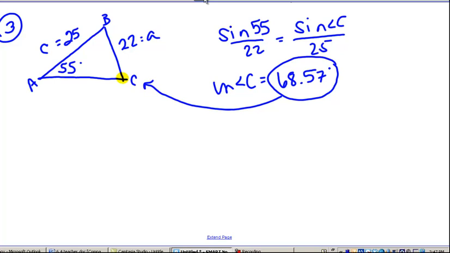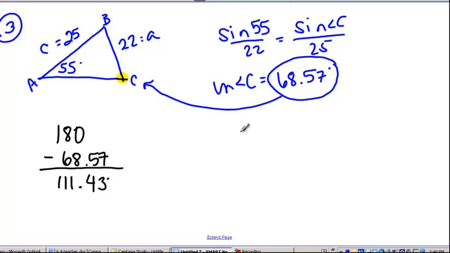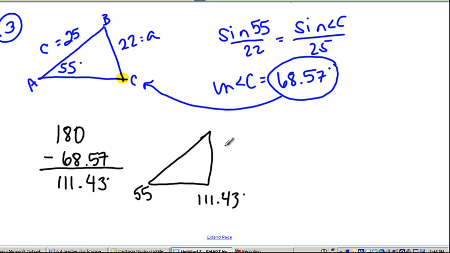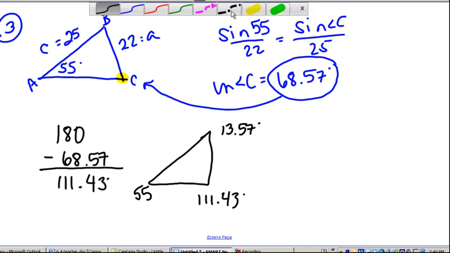But we've got, so that's one answer. So let's check for the other answer. And if you remember, you're going to take 180 minus 68.57, and we will get 111.43 degrees. Okay, to check to see if that actually makes a triangle, you have 111.43, 55. So you're going to add these two angles and subtract from 180, and you get 13.57 degrees. So it's a very cute angle, but that's how you get your two options.